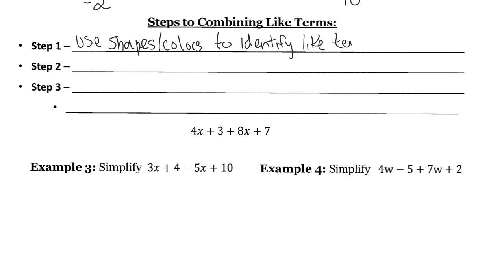Okay. So I'm going to do that on this bottom one here. So this problem is down here, and I'm going to show you what each step looks like as we write it down. So the first step is to use colors or shapes to identify like terms. I'm going to use colors, because it's easier for me.